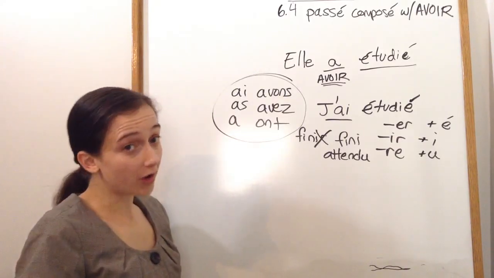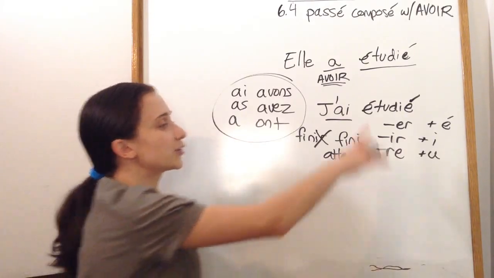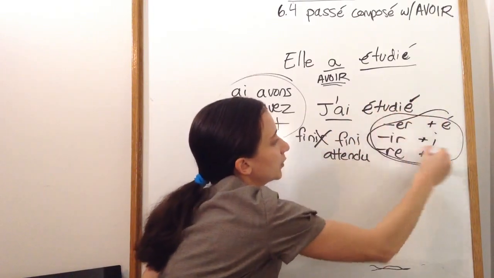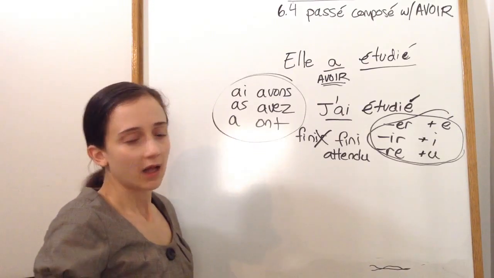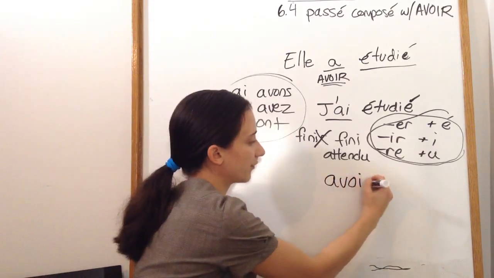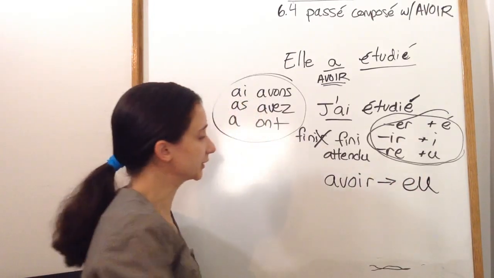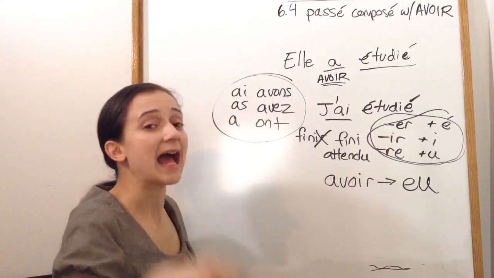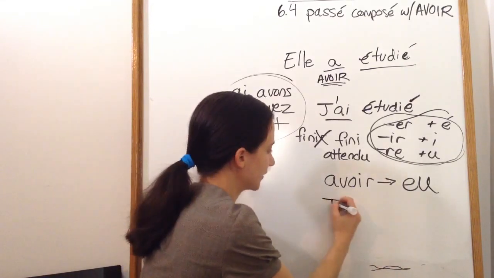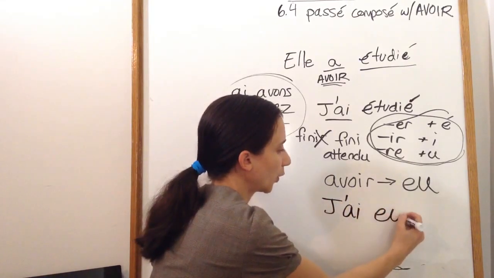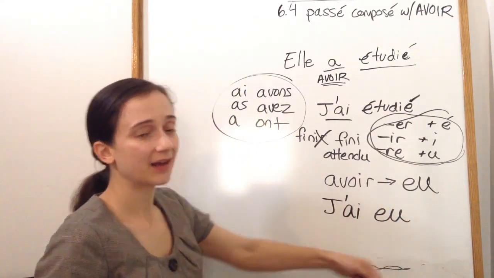Now watch out, there are some irregular past participles. Irregular past participles. Things that do not follow these rules right here. Those, I'm sorry, you just have to memorize. So we have things like avoir. Avoir changes to eu. It's just the way it is here. So I have had. Or I had. J'ai eu. I have had.